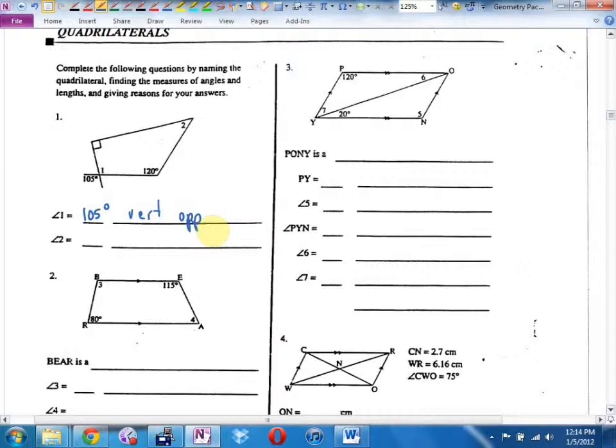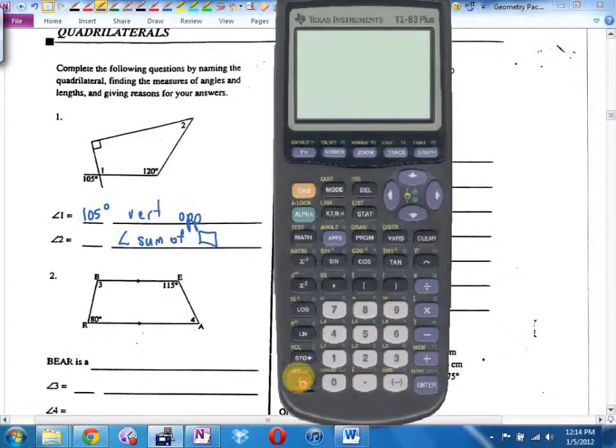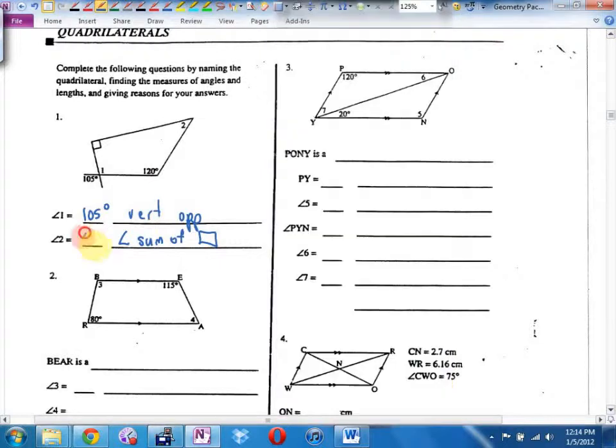Angle sum of, and there's my abbreviation for a quadrilateral. I draw a four-sided shape. You can write quadrilateral, you can write quad. And how did she find it? She said every four-sided shape adds to 360. So if I go 360 minus 90 minus angle 1 minus 120, I get 45. What does every four-sided shape add to? 360. Why, Devin? Angle sum of quad.